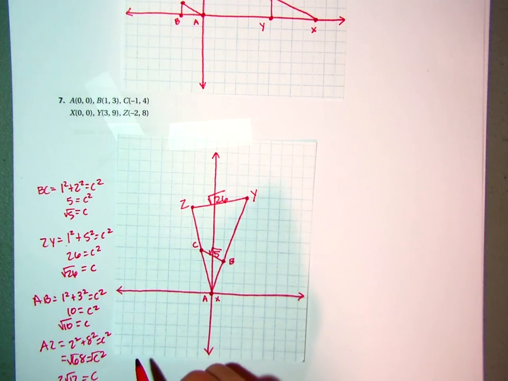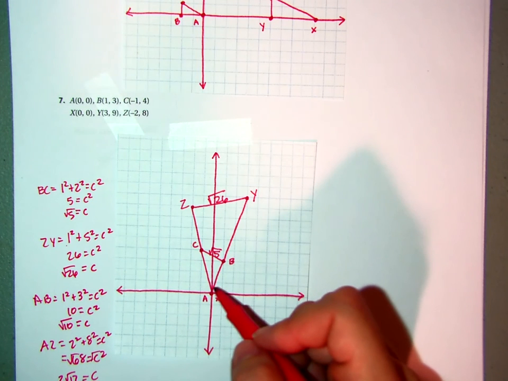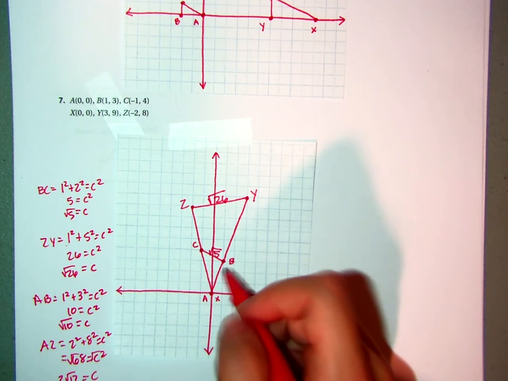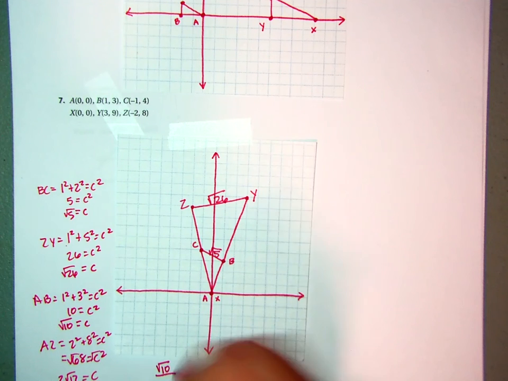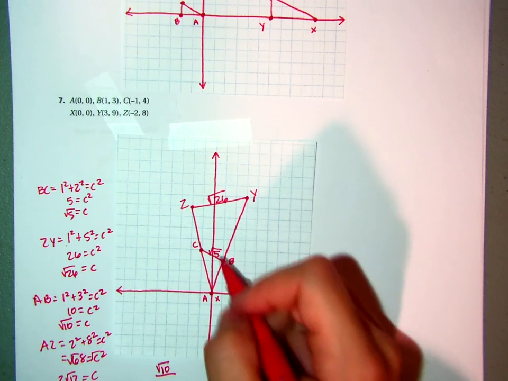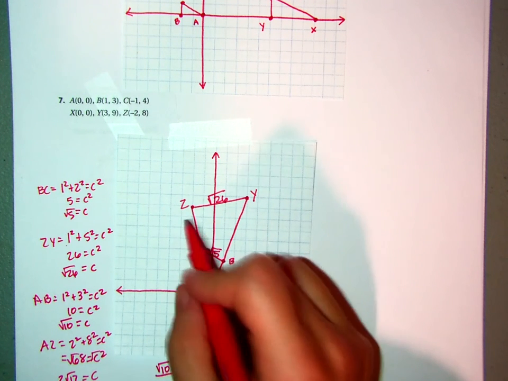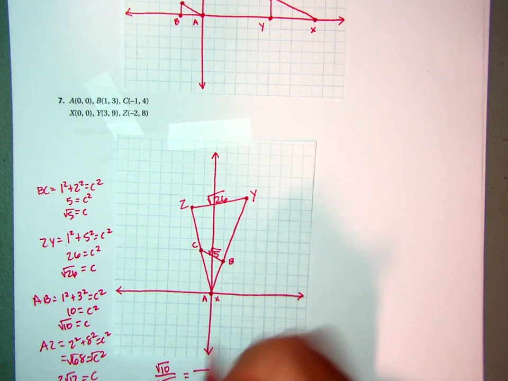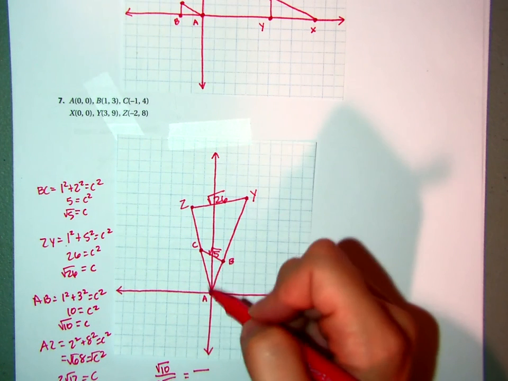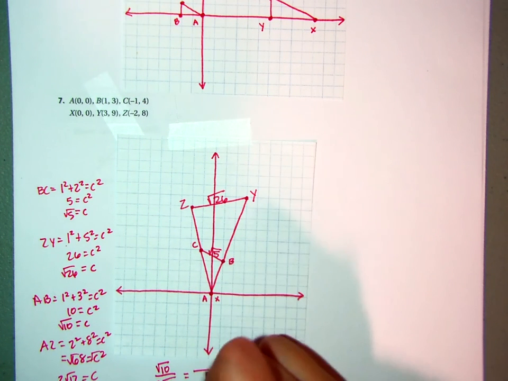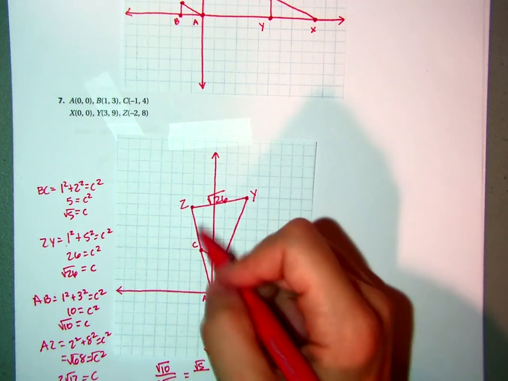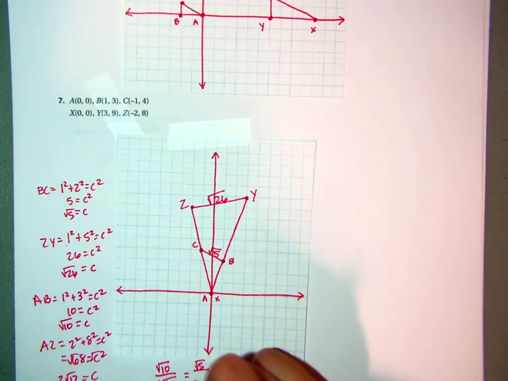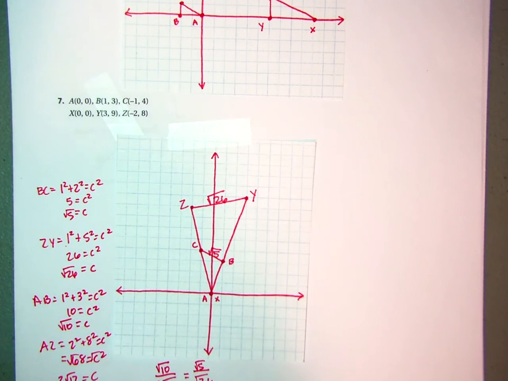Now let's go ahead and start lining our parts up here. So if this was truly similar, then AB, which we found to be square root of 10, over the side length that goes with it, which would be AZ, 2 square root of 17, would be the same as, let's look at BC, this side here, square root of 5, over, now let's look at its corresponding side, which would be square root of 26. So let's cross multiply and see what we got.